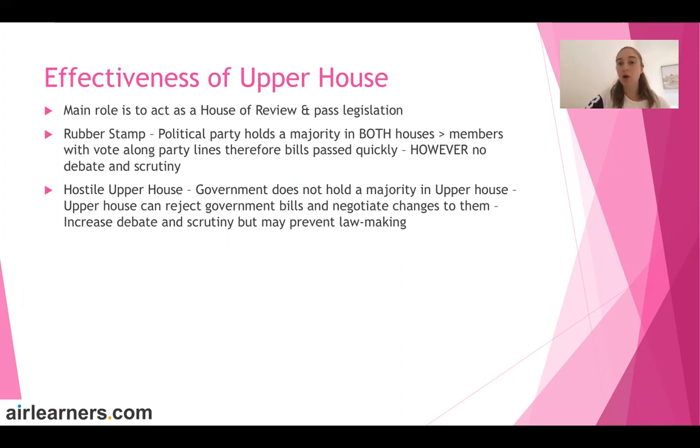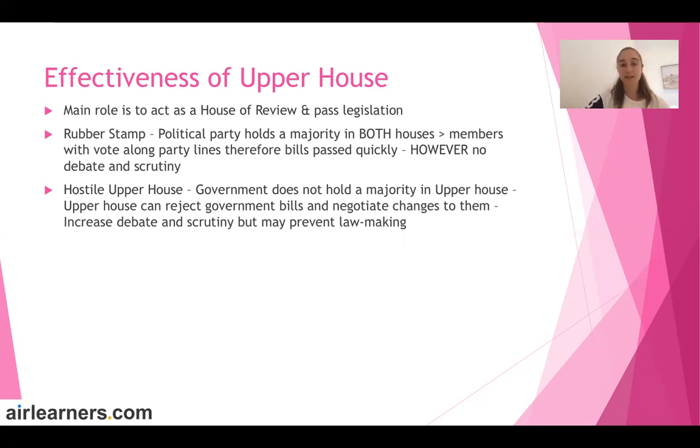When government holds a majority in both houses, so for example, we have a Labor lower house and a Labor controlled upper house, members will vote along party lines and therefore bills are passed very, very quickly. This is good in achieving the purpose of passing legislation. However, it does not uphold the purpose of acting as a house of review because there's very little debate and scrutiny to the bills proposed by the government.